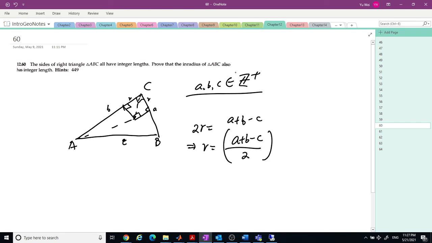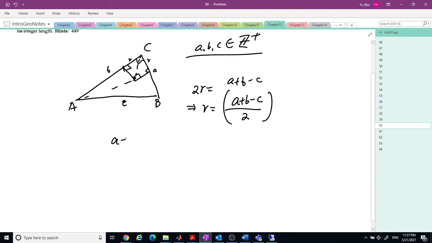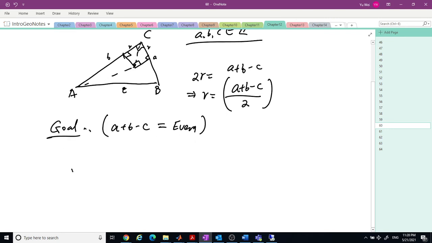So the goal we want to prove is that a plus b minus c is, since they are integers, an even number. This is the goal, right? Okay, now let's start from a squared plus b squared equals c squared, okay? So now let's see, okay?